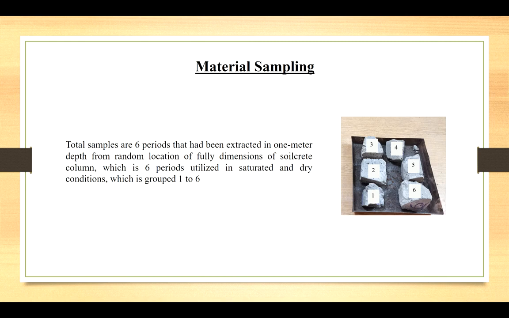Material sampling: after constructing the soilcrete column at the site and curing it in the soil for a month, we extracted it and transported it to the geotechnical laboratory of Gaziantep University. Then we prepared six pairs of samples, meaning twelve samples in total, to determine the mechanical and durability properties of the soilcrete column in saturated and dry conditions.